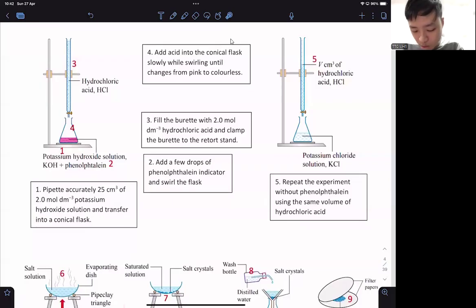You have to use a pipette, of course. If they ask you to write the procedure, you have to write down the 25 cm³ and 2.0 mol per dm³. The chances of Form 4 Chapter 6 coming out as an essay are quite high.